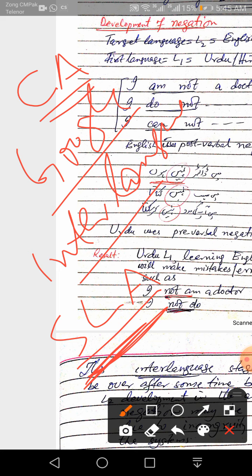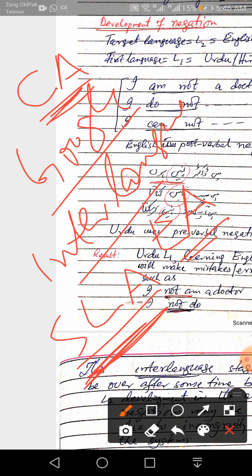contrastive analysis. Actually, now error analysis, EA, uses actual data from spoken or written corpora. Whenever learners speak or write, we take samples from their writing and from their speech, and then we analyze those errors, and then we find out what is the cause of these errors.